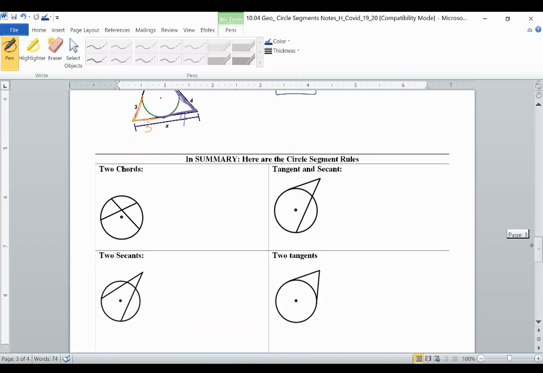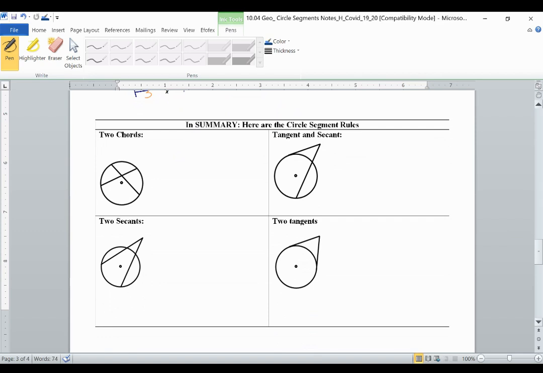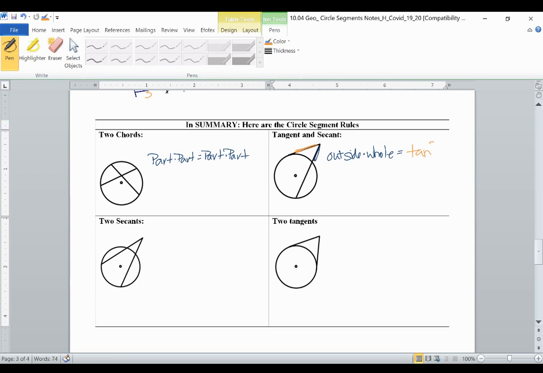All right, so in summary, I just want to write out your 4 rules that you guys needed to know. So if you have 2 chords, that one's going to be your part times part equals part times part. A tangent and secant rule, then you're going to take the outside of the secant right here, multiply it by your whole secant, set it equal to your tangent, which is over here, squared.